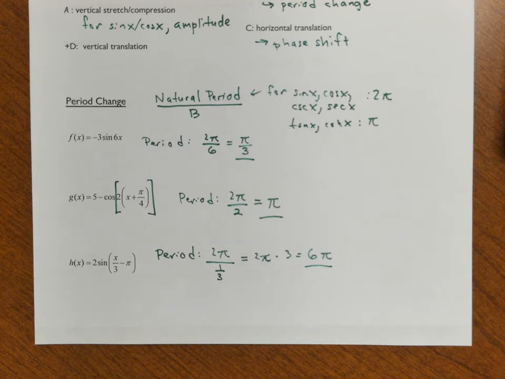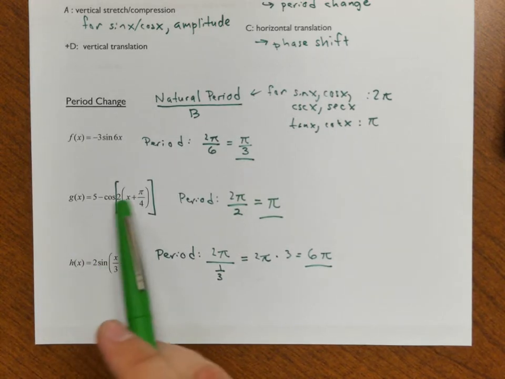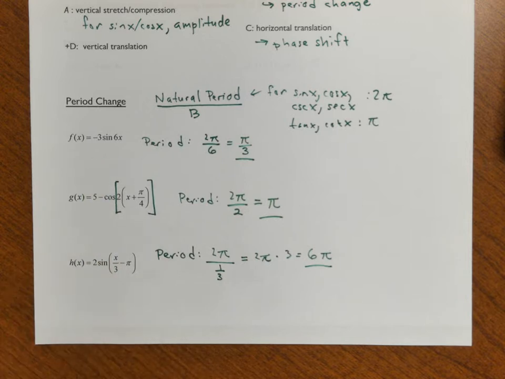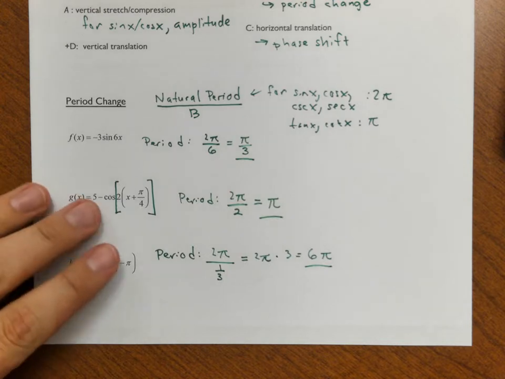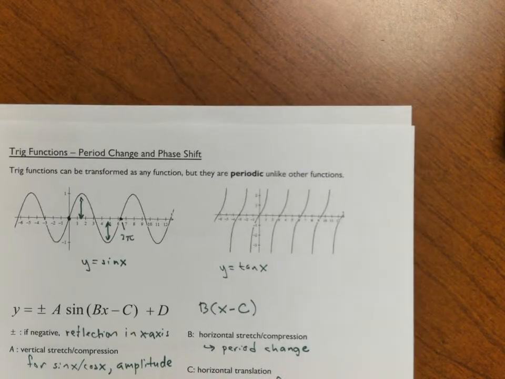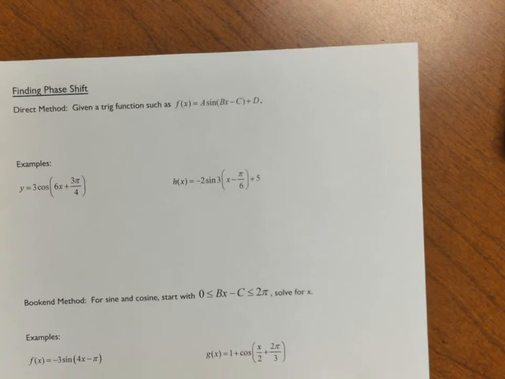If you ever see something where the argument of your sine, cosine, tangent, whatever, is just x, and there's no 2 or 3 or possibly even a fraction or a pi or something strange, if it's just the cosine of x plus or minus a number, or any of the other functions of x plus or minus a number, that means there is no period change and you just have the natural period. All right. Now let's look at phase shift.